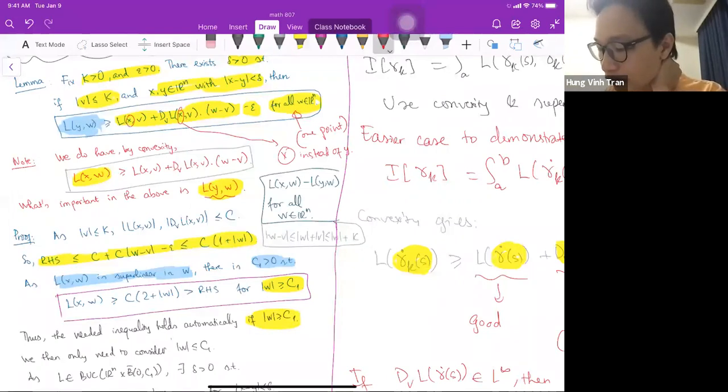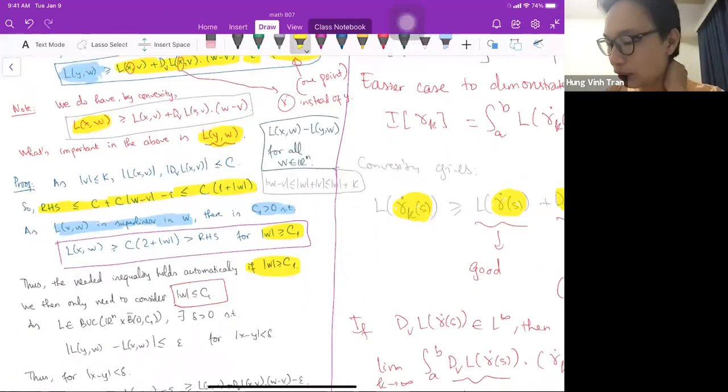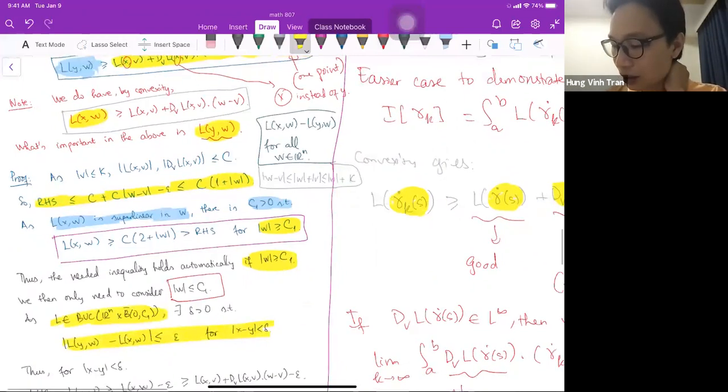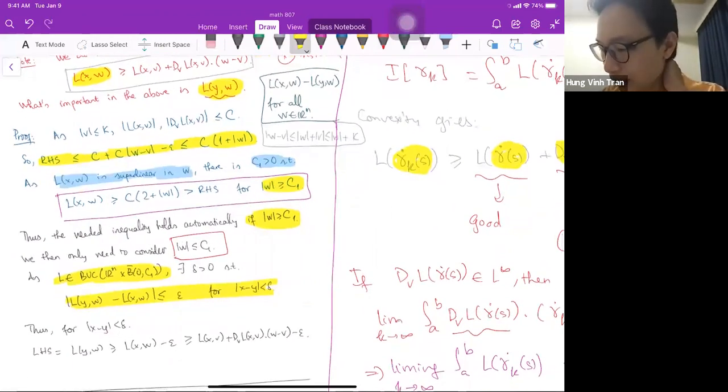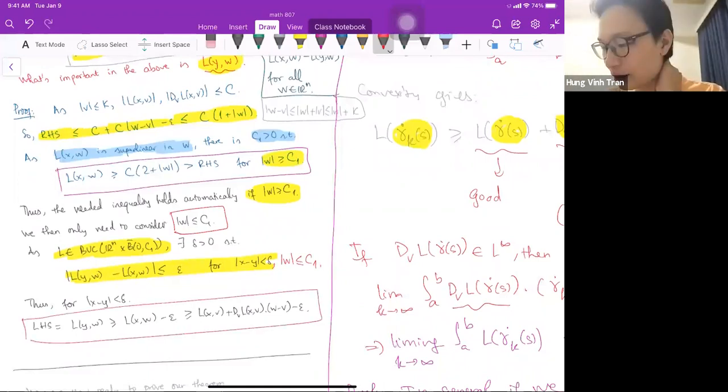So what it helps us to reduce to is only that we consider |w| less than or equal to C1, right? And you see that if the length is less than C1, then we are now using the fact that it's uniformly continuous here. So you can just do the actual epsilon delta approach. Maybe I should add here that for |x minus y| less than delta and |w| less than C1, just to make sure that we are correct. So we are done. We have the left hand side, it's greater than this and greater than the right hand side. And you see that we have to sacrifice a little bit of epsilon here, but the take home message for us is that we have L(y, w) is greater than or equal to L(x, v).